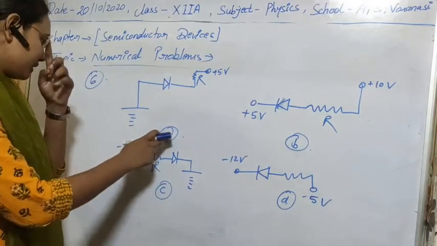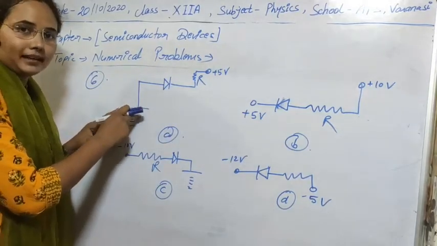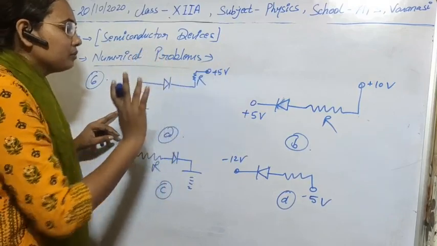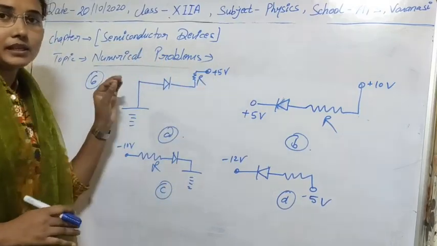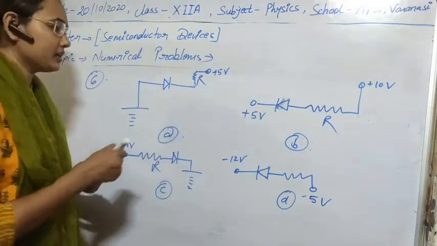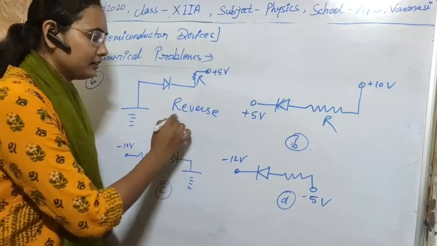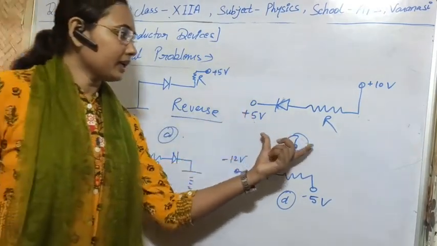So in case A, let's see. As P is connected to earthing, meaning negative, and N is connected to positive, then obviously that is the case of reverse bias. So this is in reverse bias. Clear?